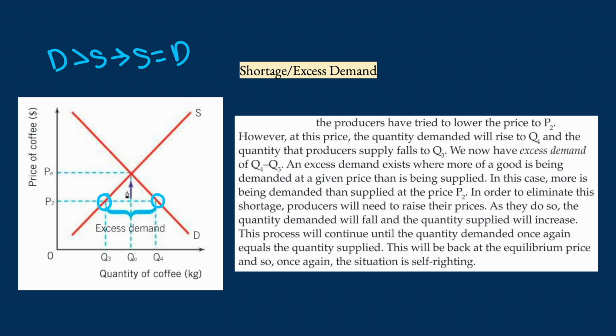We're going to go back to this little arrow here, and we're going to go from P2 to PE. We want to increase the price to find where the equilibrium is, where these two lines cross each other. And by doing so, we're going to be increasing the supply from here to here, and decreasing the demand from here to here, to once again go back to that self-perpetuating equilibrium state.